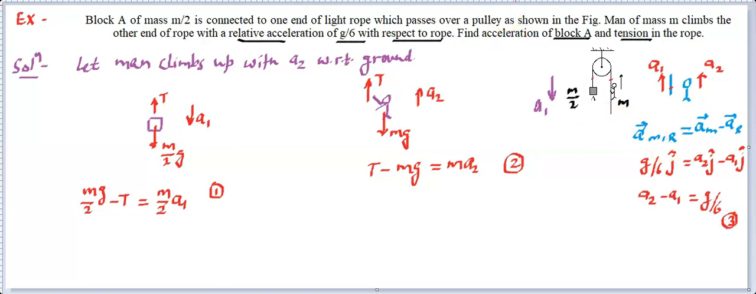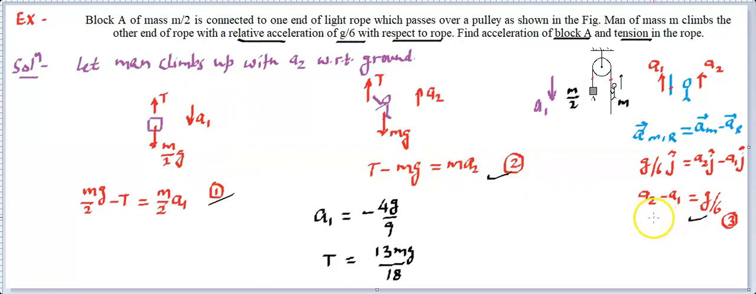Can you solve equations number 1, 2 and 3 to get your answers? You can definitely solve, right? So how to solve it? You can add the first and second equations, find a relation between a1 and a2, and then solve for a1, solve for a2, solve for T. And what we need to find is the acceleration of the block, that means we need to find a1, as well as the tension, that is T. So a1 and T have to be calculated. If you solve equations 1, 2 and 3 together, you can do that easily.